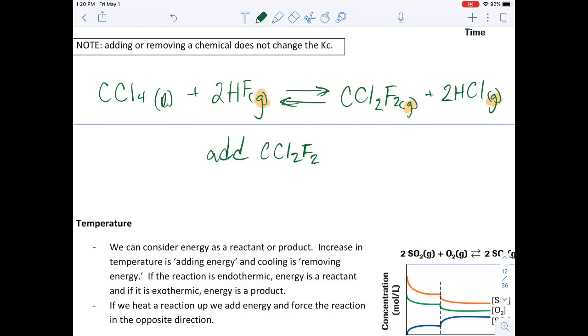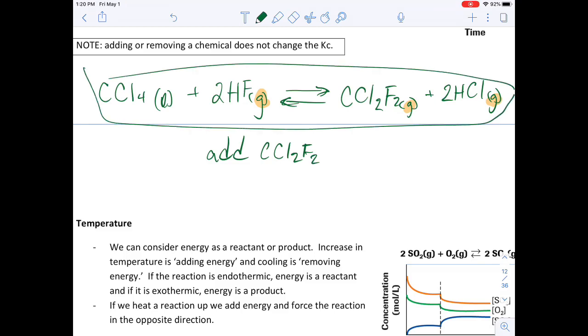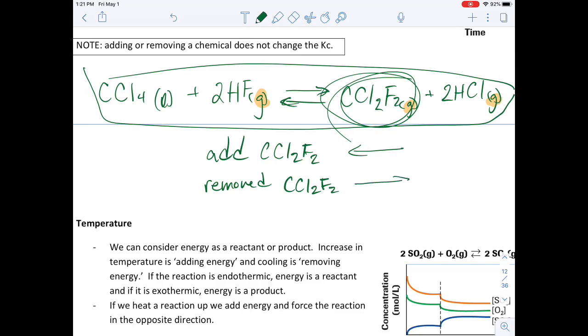So let's say that if we added CCl2F2 to the system that we have here at equilibrium, by increasing the concentration of that, the reaction is going to shift to the reactants to use up that extra chemical. If instead we removed the same chemical, CCl2F2, there are fewer of the reverse reactions and relatively more forward reactions. So the reaction shifts to the products to replace the chemical that was removed.